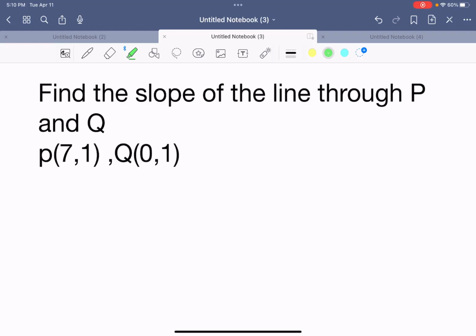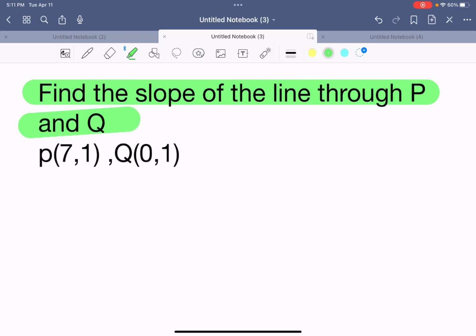So another question about the slope is find the slope of the line through P and Q when P is (7, 1) and Q is (0, 1). Okay, so here, like I said, this is x1, this is y1, this is x2, and this is y2.